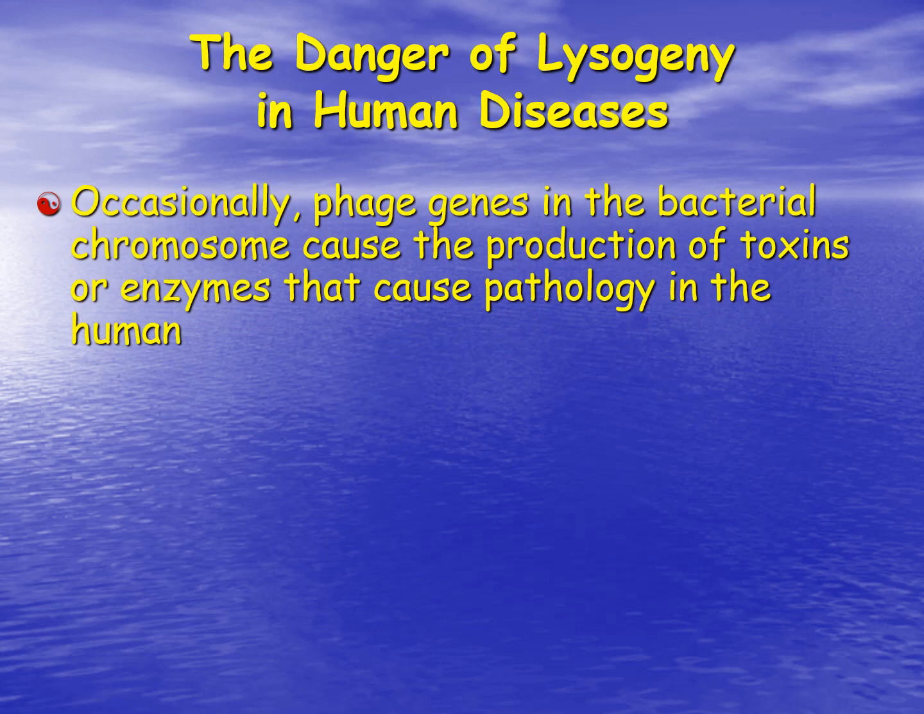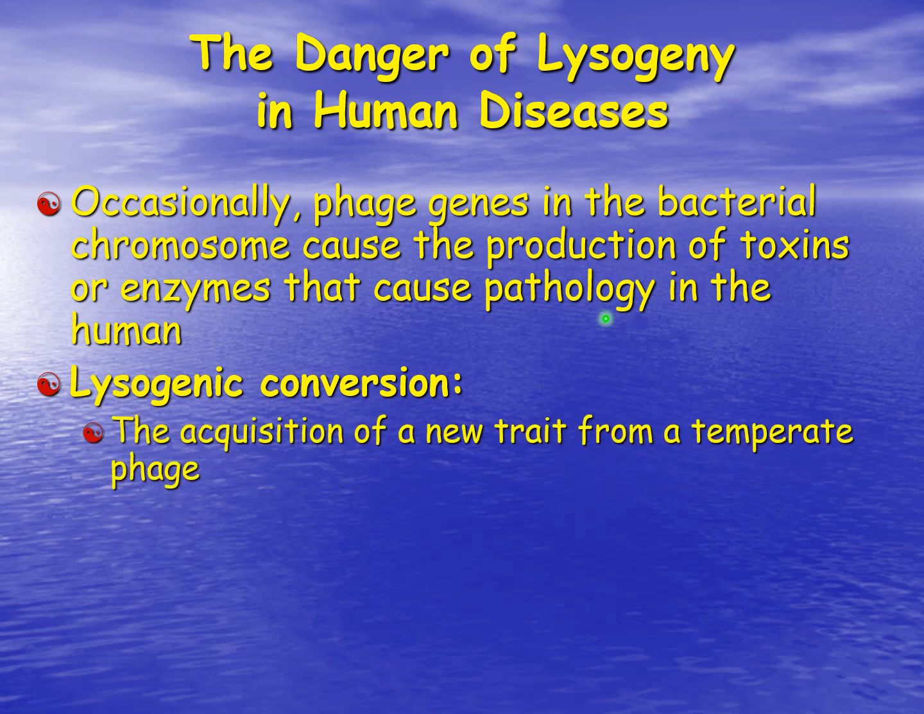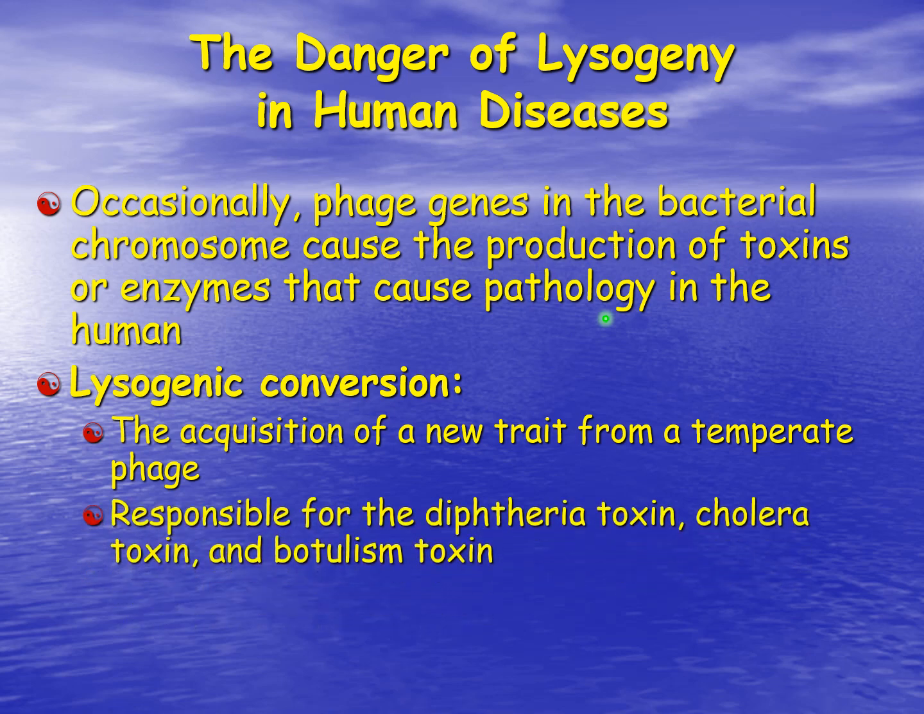The danger of lysogeny in human diseases is that occasionally phage genes from the viruses found in the bacterial chromosome cause the production of toxins or enzymes that actually cause pathology in the human, making the bacteria more pathogenic. Lysogenic conversion, with the acquisition of a new trait from one of these temperate bacteriophages, has actually been linked to the production of diphtheria toxin, cholera toxin, and botulism toxin. It's estimated that bacterial genomes are probably about 20 to 25% viral genomes that have become incorporated through lysogenic conversion and now become part of the bacteria's own genome.